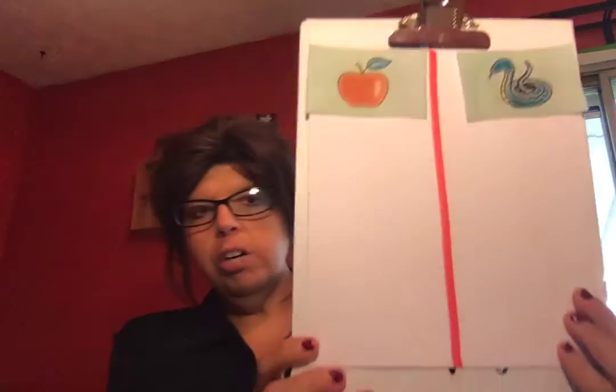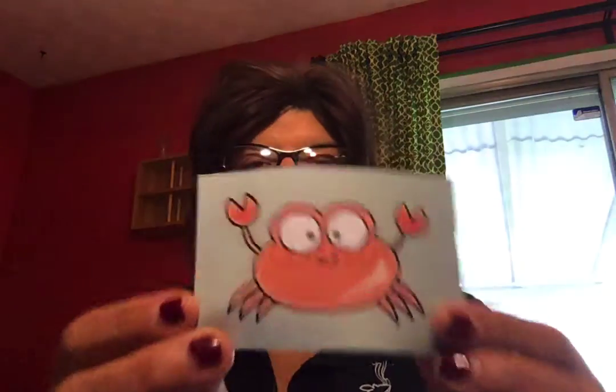And you know what I'm going to do? I'm going to take my fancy red marker, because red's my favorite color, and I'm going to draw a line right down the middle. And now I have a chart. And I want to think, well, I'm going to hold up a picture and I'm going to wonder, is it going to be an "ah" apple word or an "A" snake word? So the very first picture I have right here, it's a crab.